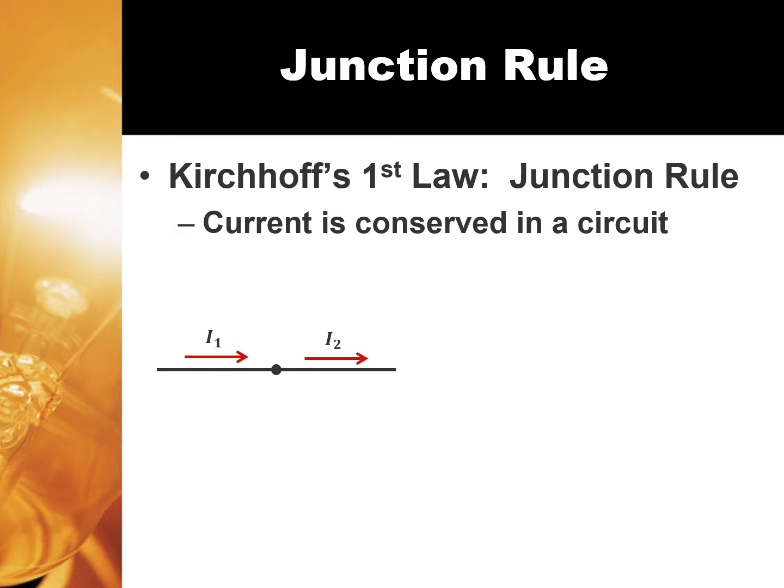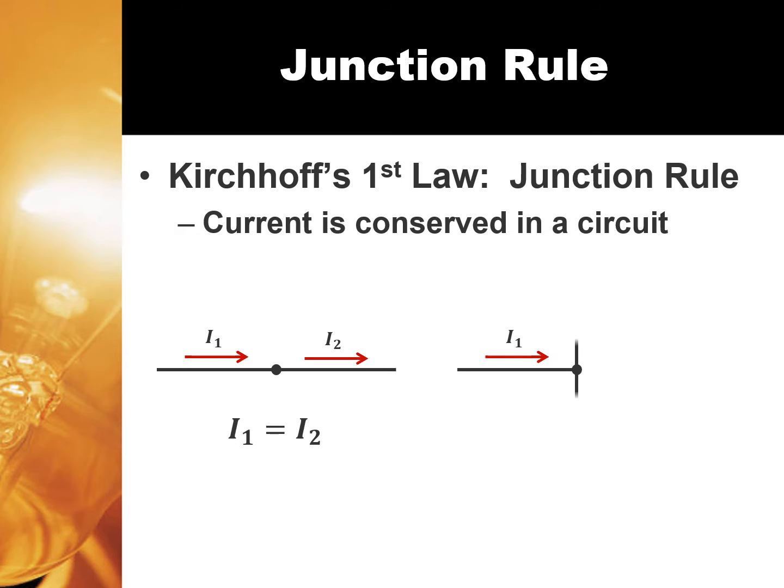So if we've got a straight line, it's pretty easy to see that the current coming into this single point is going to be equal to the current coming out, because current is not created or destroyed. Current is the rate at which the electrons are flowing, and we don't create or destroy electrons in a circuit. So the amount of current going in is going to be equal to the amount of current coming out.